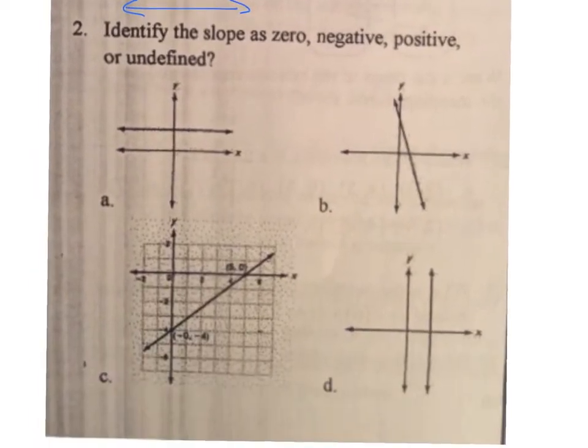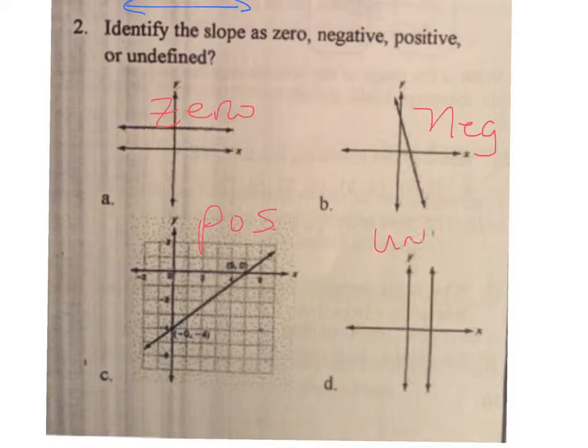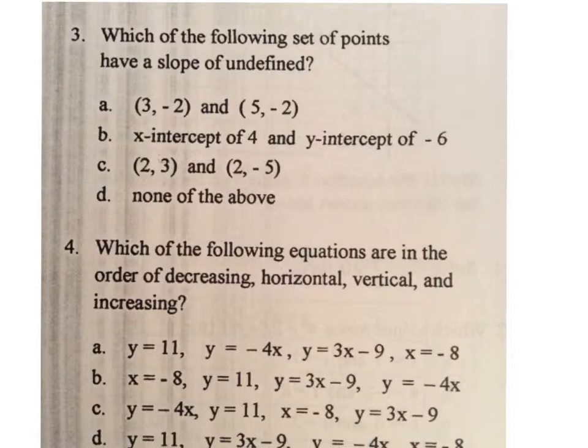Going to number 2. Identify the slope as 0, negative, positive, or undefined. On number 1, remember this is a 0 slope. This is a negative slope. This is a positive slope. And then this one is an undefined slope. Which of the following set of points have a slope of undefined?